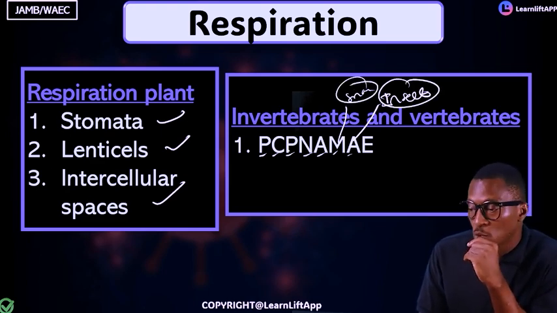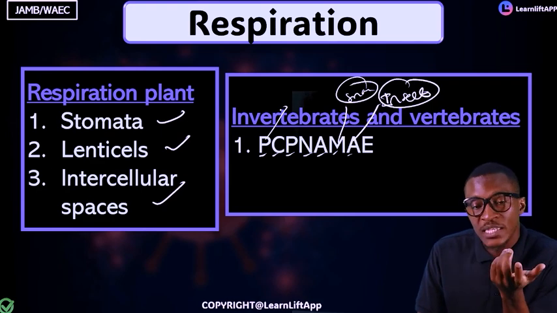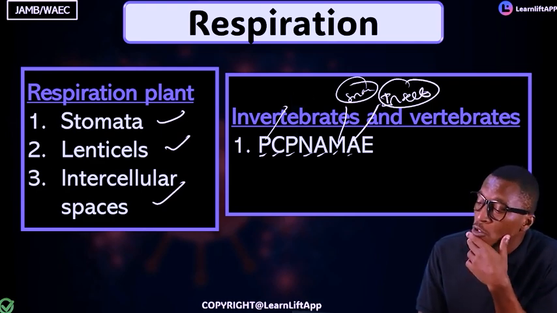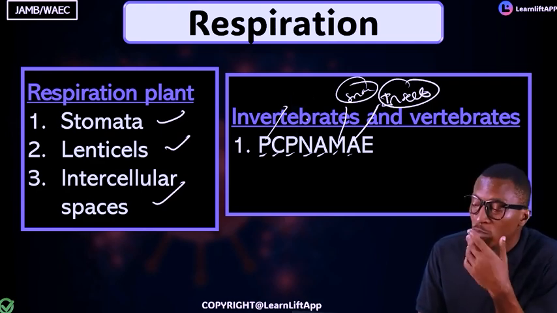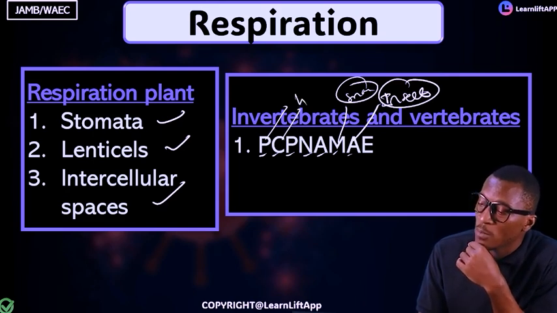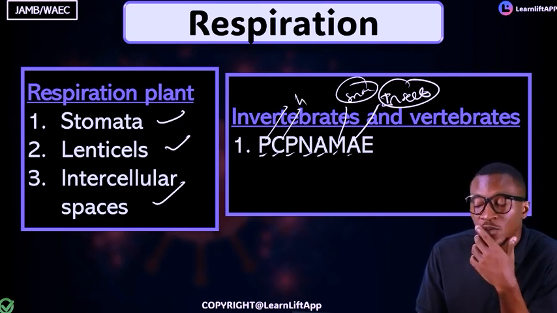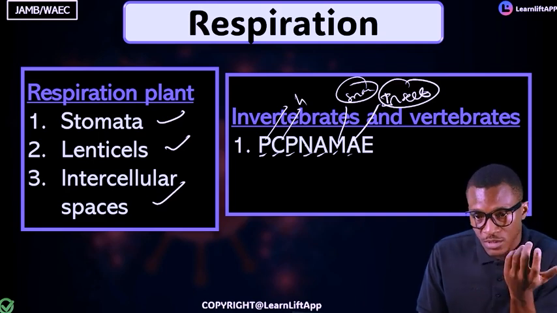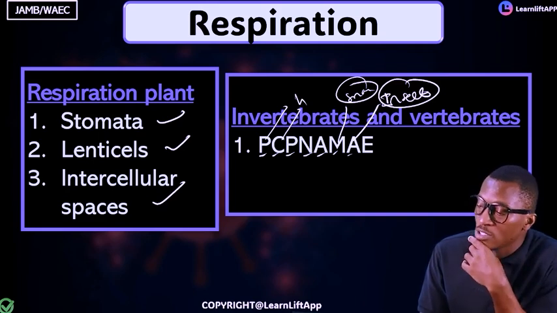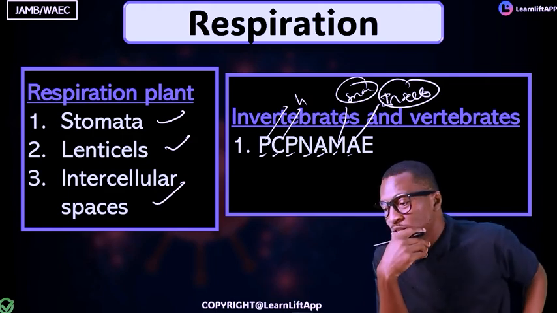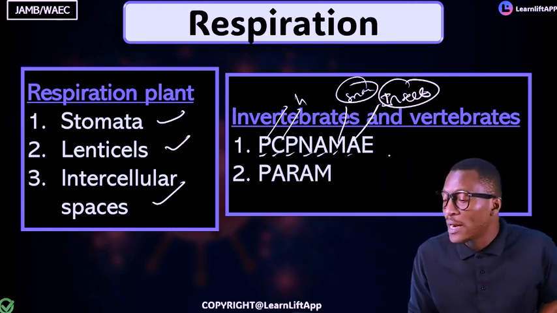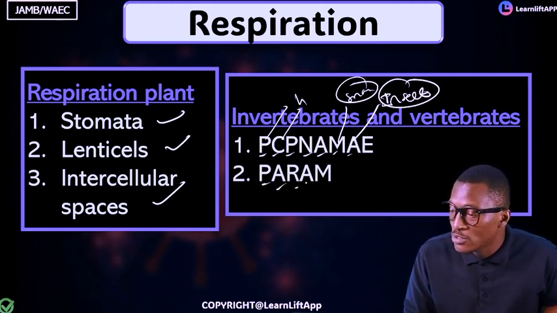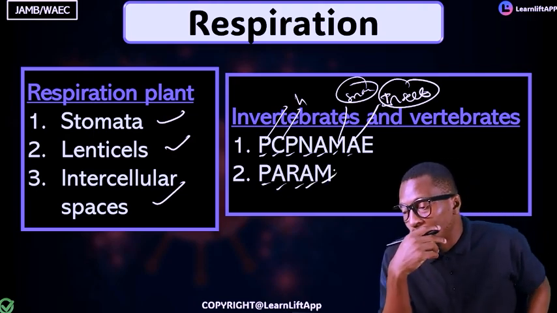You should be able to know examples of protozoa, such as amoeba and paramecium, while coelenterata include hydra, platyhelminthes are flatworms, and nematoda include tapeworm. Then your annelids, your molluscs, and the rest. For vertebrates, we have pisces, amphibians, reptiles, aves, and mammals. Do you understand that?